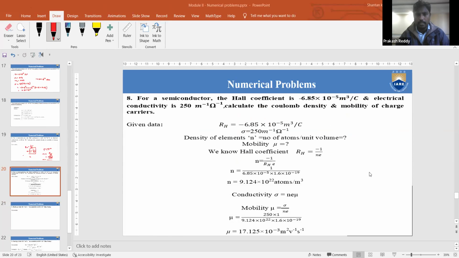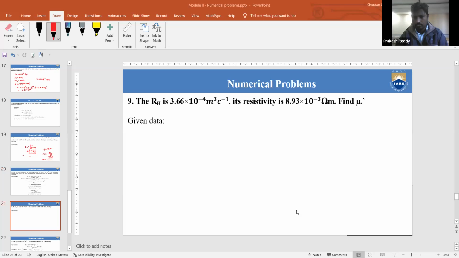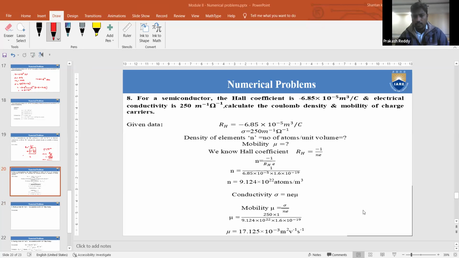For a semiconductor, the Hall coefficient is minus 6.85 into 10 power minus 19 and the conductivity is 250 ohm meter. The density of electrons we need to find using the formula RH equals 1 by n into e. When we solve, we get 9.1 into 10 power 22 electrons per meter cube. Using the conductivity equation, sigma equals n into e into mu, find the mobility. Mobility equals sigma divided by n into e, or else sigma into RH. So you get 17.12 into 10 power minus 3.